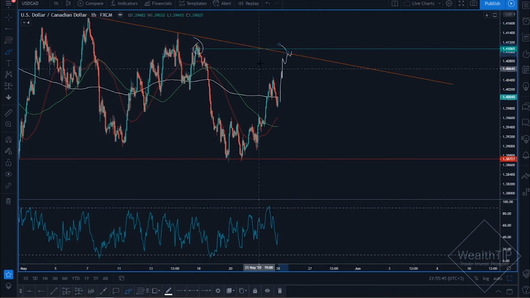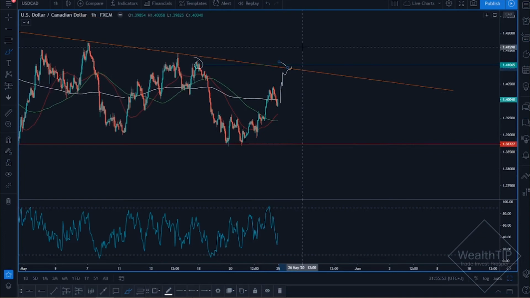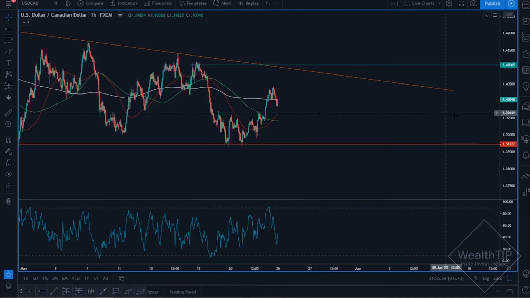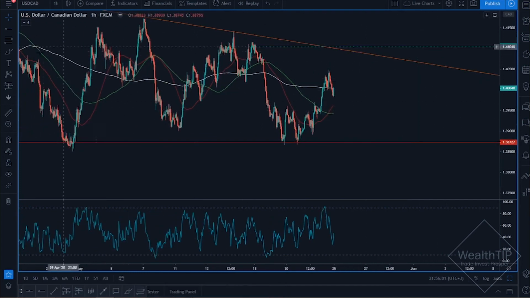That is just so much resistance that I don't necessarily see the market breaking through it as per se. But if it does, then you definitely know that that's a strong confirmation of direction. But we'll leave it there for the USD CAD. Let's go on to our final pair.